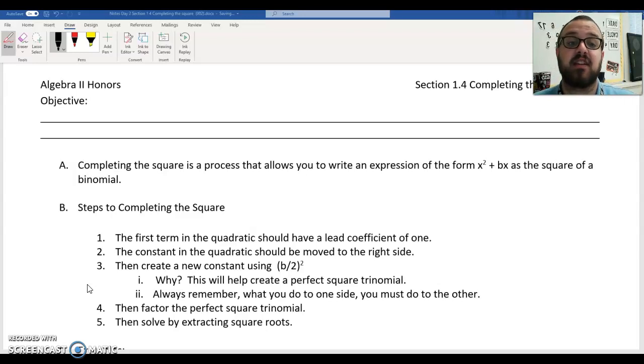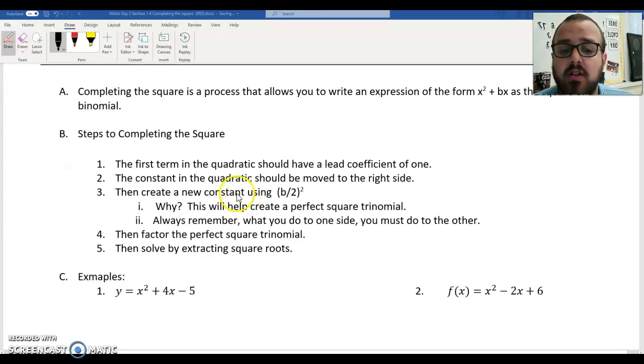So completing the square is a process where we're going to turn our quadratic into a square binomial, okay? And you might say, well, I don't know what that means, Mr. Guy, but here's the process we're going to follow, and you're going to see how we do that. First of all, the first term of our quadratic should have a leading coefficient of 1. If it does not, we're going to divide by that number to clear it out so that we have a leading coefficient of 1, okay? We're also going to set these equations equal to 0 because we're finding roots.